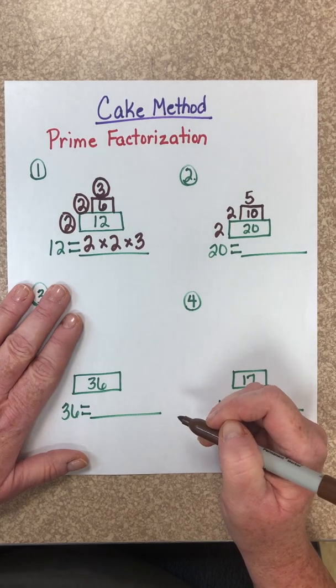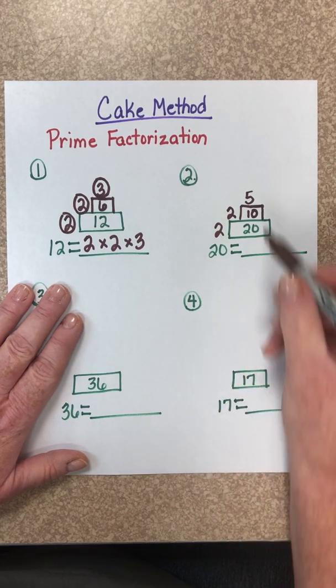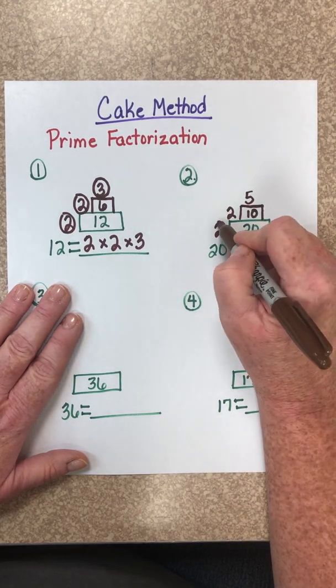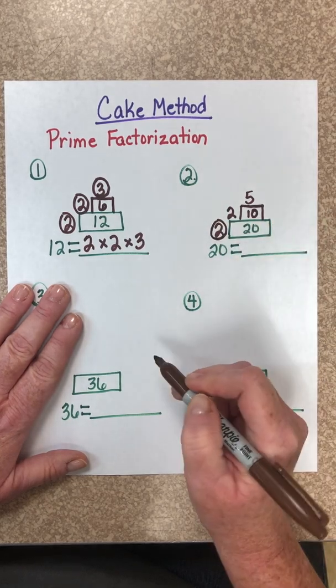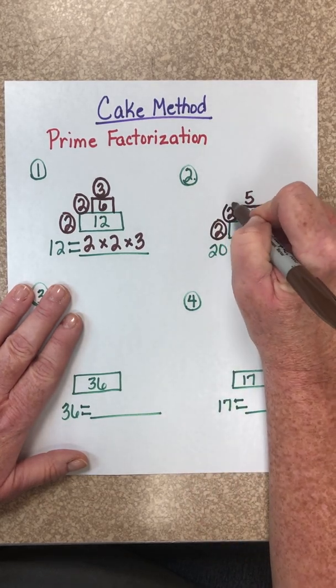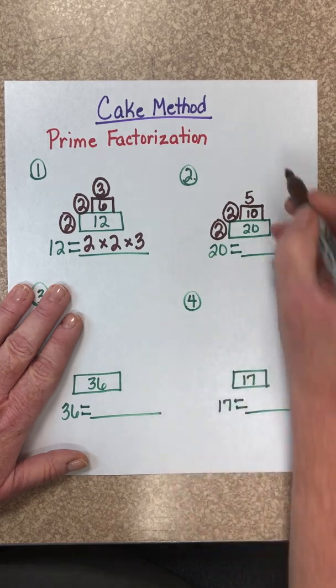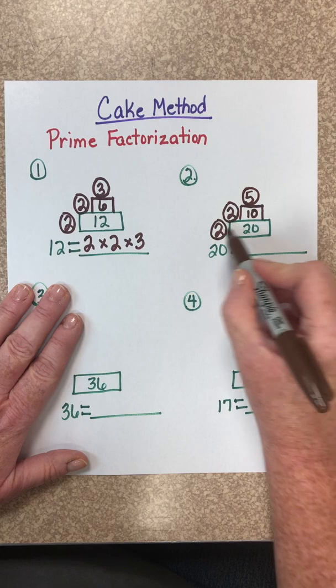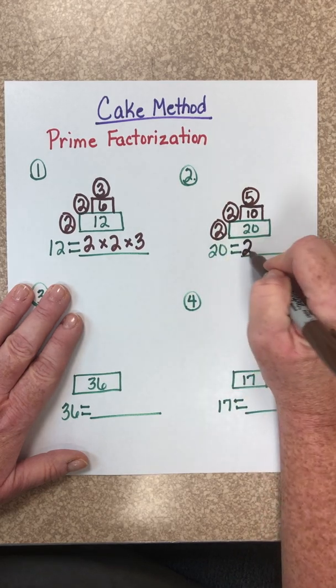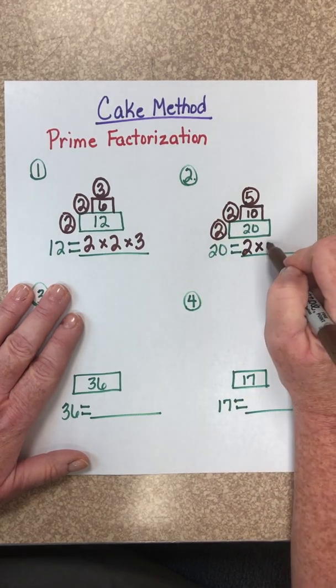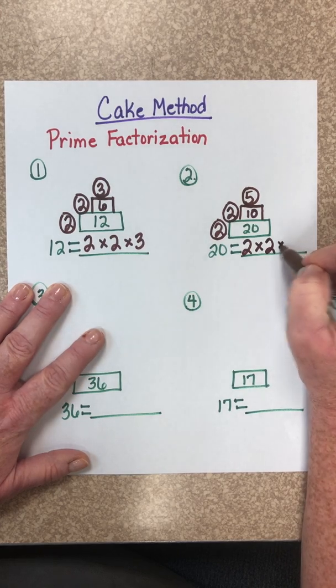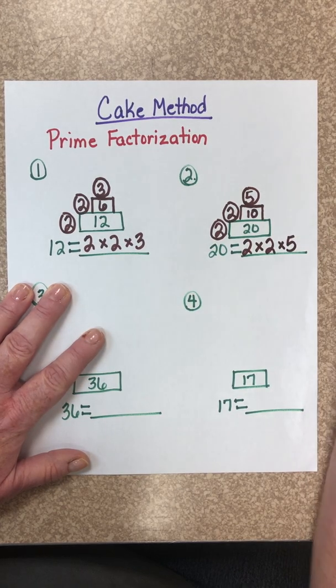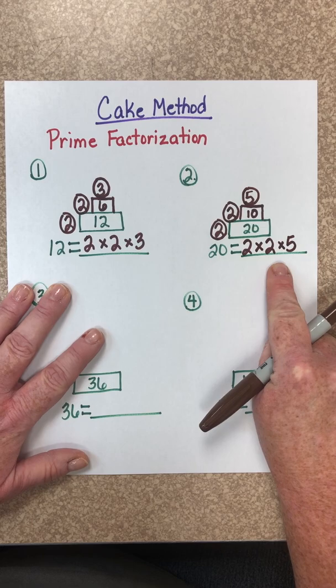Now let's look at the numbers on the left side. Is 2 a prime number? Yes. Is 2 a prime number? Yes. And is 5 a prime number? Yes. So 20 equals the first 2 times the second 2 times 5. And that is our prime factorization for the number 20.